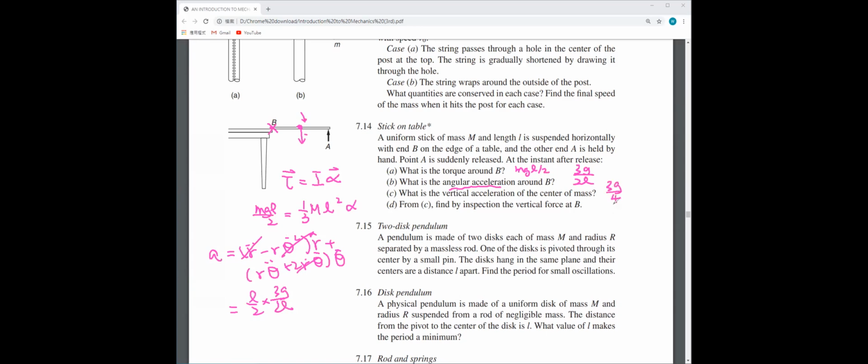And then for part D, but what's find by inspection? You just ignore these two words, by inspection. But definitely you need to use the answer in part C to find the force. Just a hint for you: to find the force, you always need to draw the free body diagram. Okay.